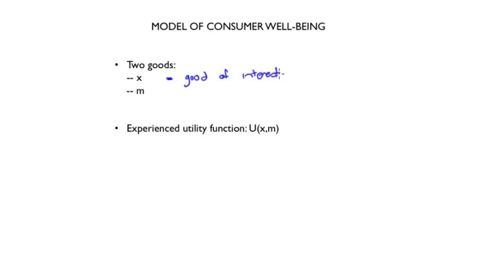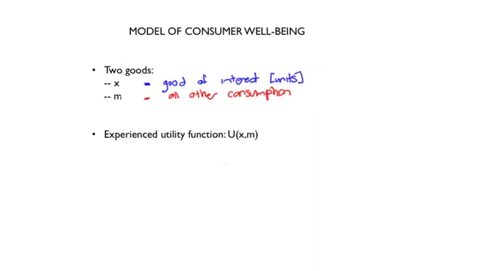So for example, if we are looking at the market for cars, X will be denoting how many cars the consumer consumes. And also another good M, which we should think of as all other consumption. In particular, if X denotes the units of the good of interest, so it's measuring units that the consumer consumes, in contrast, the good M is going to be measured in dollars, and you should think about it as a composite good that reflects how much is consumed in all other goods and services except for X.